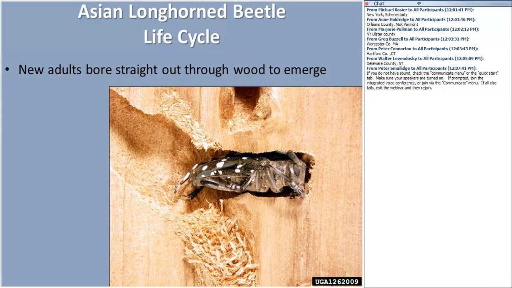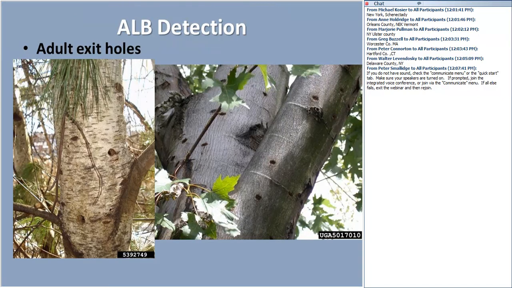It's a dull color. But the important thing about the adult is that it actually bores straight out through the wood as it emerges. And if you get a pencil and put it a couple inches into a hole, like these holes, you'll know that that is likely the Asian longhorn beetle, and you should be on the phone calling the local experts immediately. So it does look like basically somebody's been taking pot shots at these trees with a rifle.